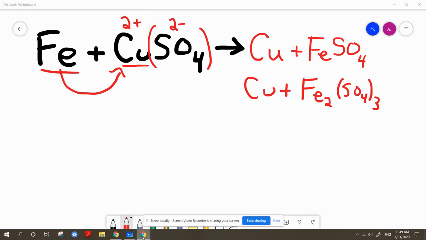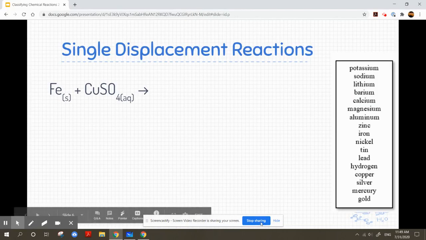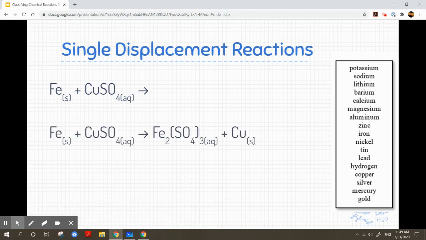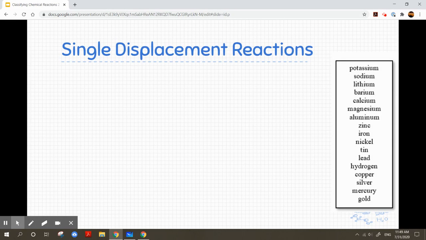So let's go back and look at this. So here's our reaction. I did iron 3 right here, and there's our products. Let's look at another example right here. And this is a specific example where an active metal reacts with water.